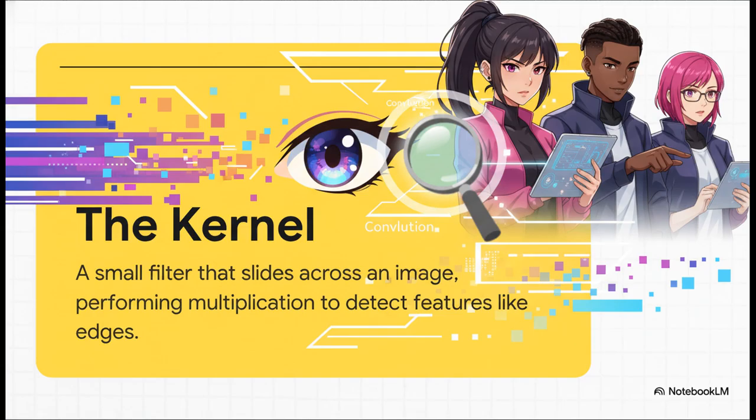So our hero's first real power is something called convolution. And to do this, it uses a special tool called a kernel. Now, think of this kernel as a tiny pattern-hunting magnifying glass. It just slides methodically across the entire image, looking for the most basic, simple features you can imagine. Things like little edges, curves, and corners.